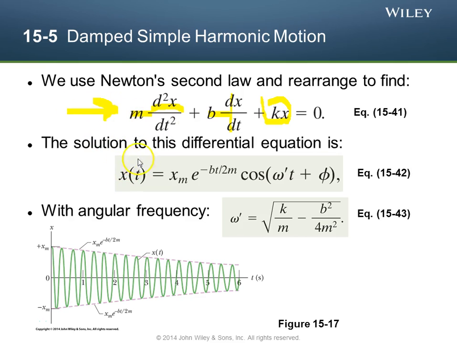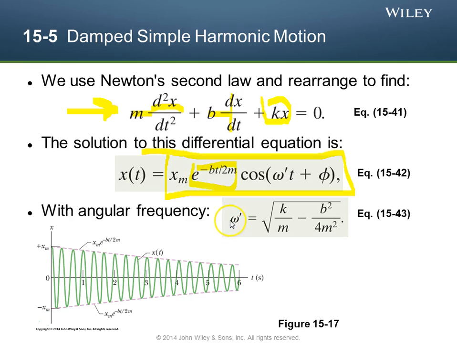But if we solve that, we get this unique solution here, that the position is equal to the x amplitude times e to the negative bt divided by 2m times cosine of omega prime t plus phi. And so what's unique is that this exponential gets in here. We get the natural base popping out. We're not going to get into the differential equations of why. Just know that this is the equation, and it is kind of unique.